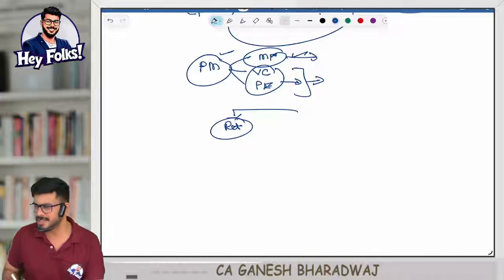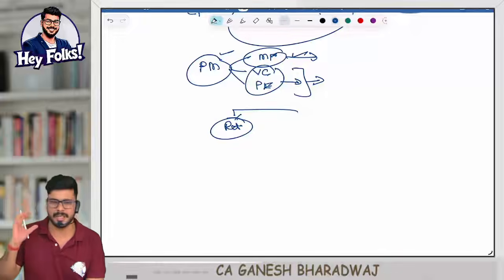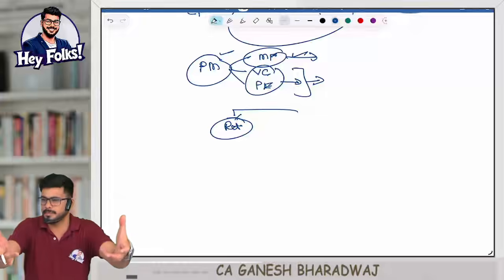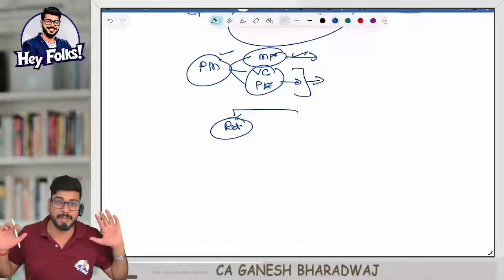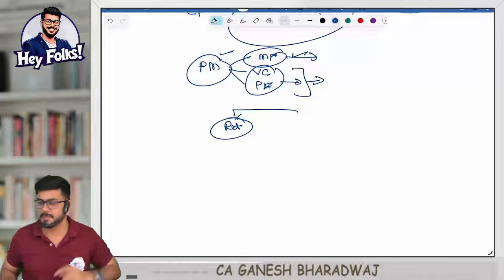You know that? Return on investment. Return, basically: how much will you get out of whatever investment you have made? That is called return.